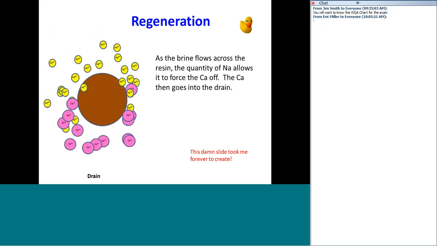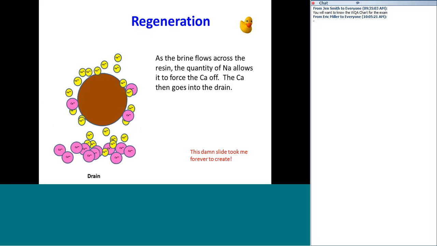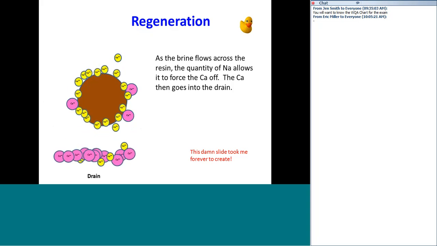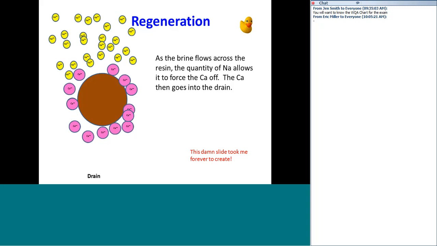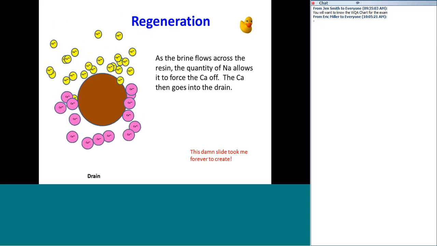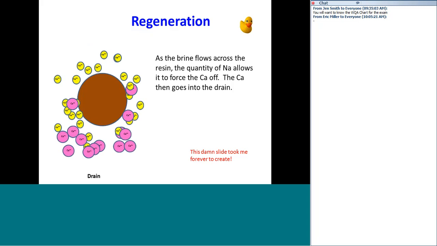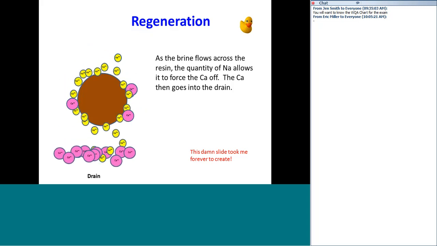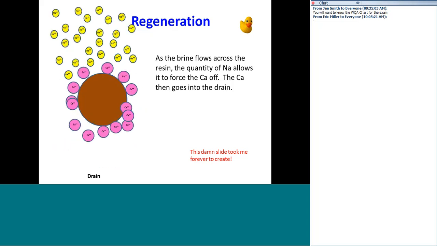So they're hanging out on the mountain. Ooh, this is fun hanging out on this resin. Here comes the big bully calcium and magnesium guys. Big bully. We want that mountain. We want to be on it. And they kick the sodium off. The sodium goes into the water, and now the calcium and magnesium are hanging out on that resin bead.